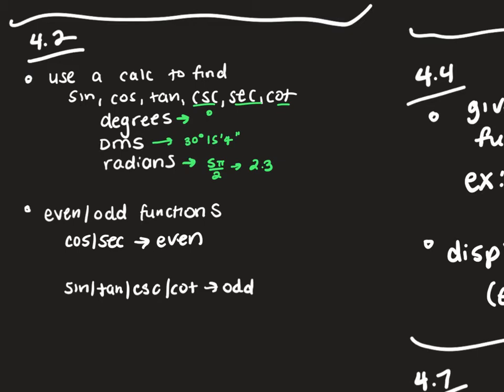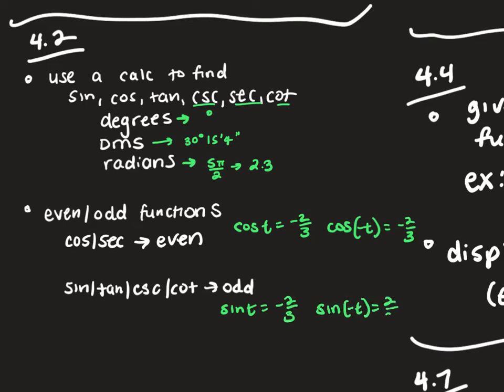So if I gave you that the cosine of t equals negative 2/3, and I ask for the cosine of negative t, it stays negative 2/3. But if I gave you like sine of t is negative 2/3, and then I ask for the sine of negative t, it would change the sign, so it'd be a positive 2/3. So if you change the sign on the angle and it's cosine and secant, it does not change. If you change the sign on the angle and it's sine, tangent, cosecant, or cotangent, it does change.